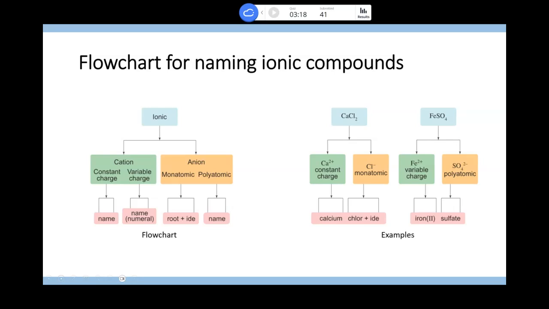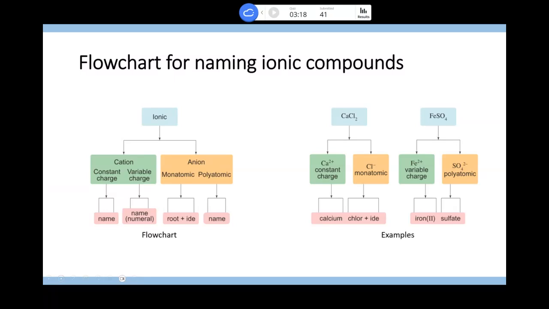And then the anion, if it's a monoatomic anion, so not a polyatomic ion, we write the root of that element name, and then we end in "-ide", just like we do for the binary covalent, like sulfide, oxide, things like that. If it's a polyatomic anion, then we just write the name. So here are 2 examples. Calcium chloride.